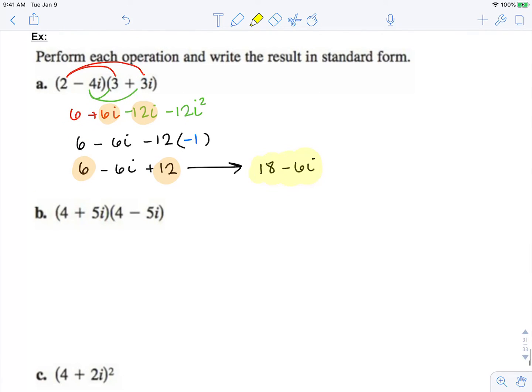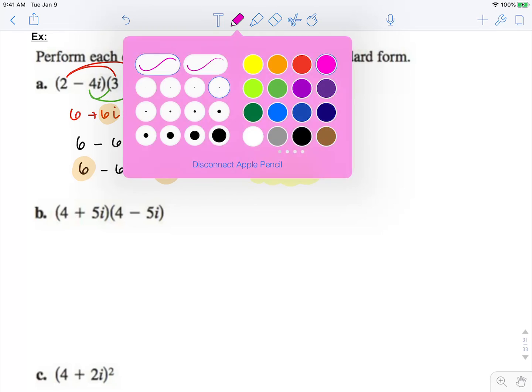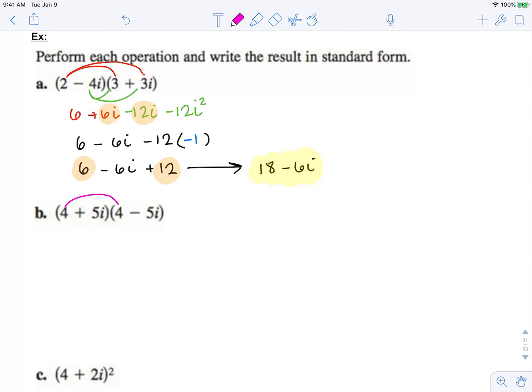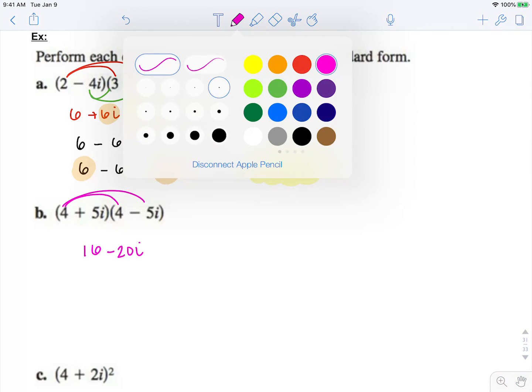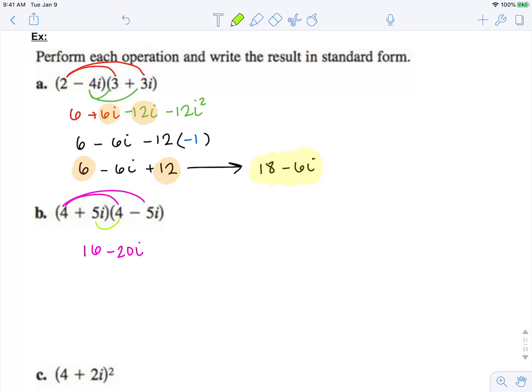We have another pair being multiplied here. 4 times 4 is 16. 4 times -5i is -20i. 5i times 4 is 20i.